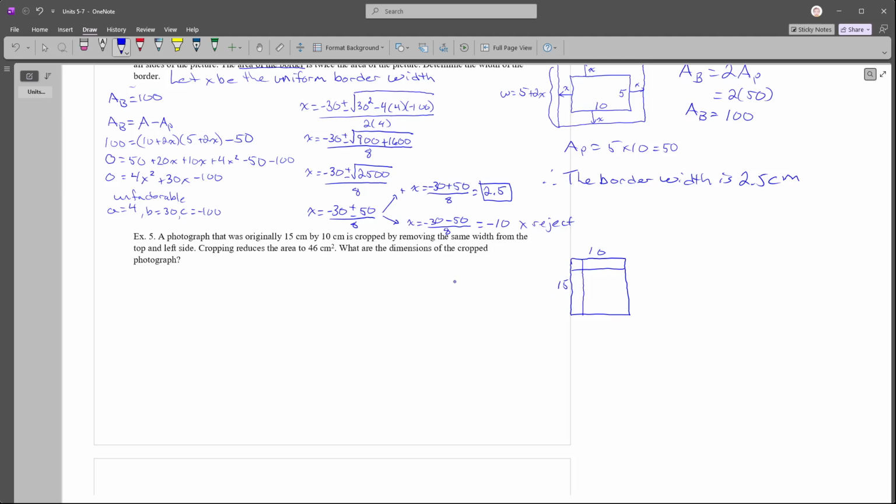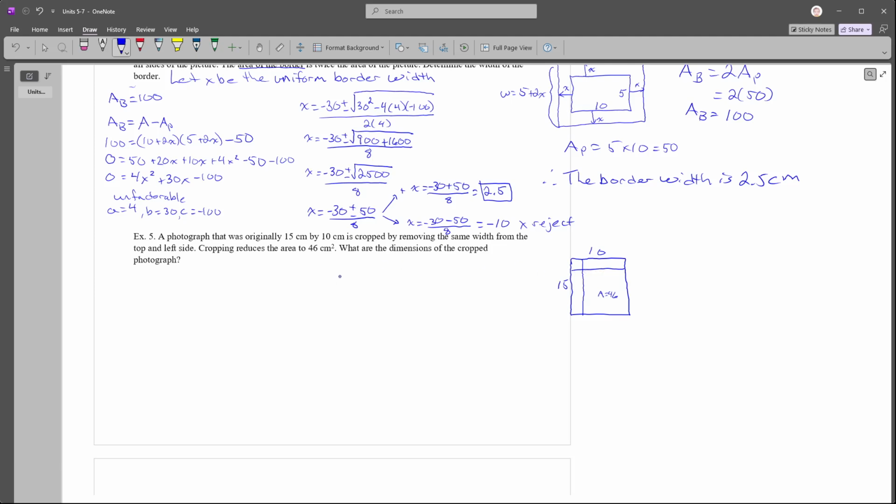How much is that? I don't know. Cropping reduces the area, so the new area is 46 centimeters squared. So the area inside of here equals 46 centimeters squared. That may or may not help us. What are the dimensions of the cropped photograph? So if the original is 10 by 15, what are the dimensions on the inside?